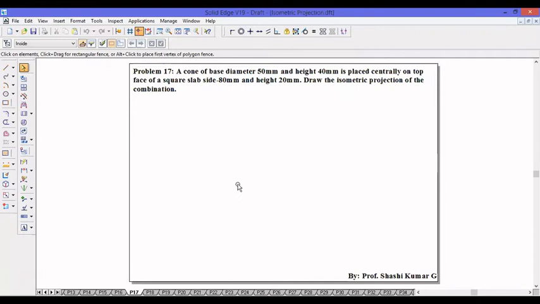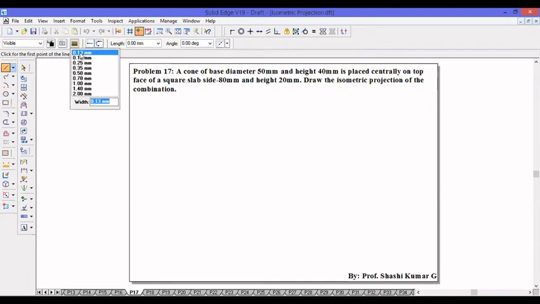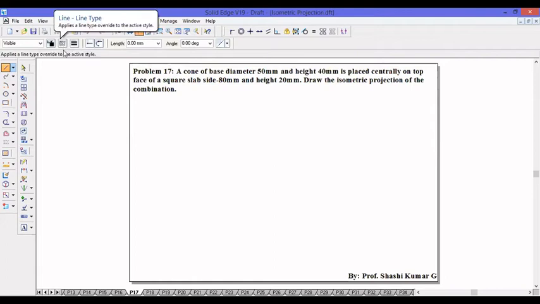Let us discuss problem number 17. A cone of base diameter 50 mm and height 40 mm is placed centrally on top face of a square slab of side 80 mm and height 20 mm. Draw the isometric projection of the combination of the solid.